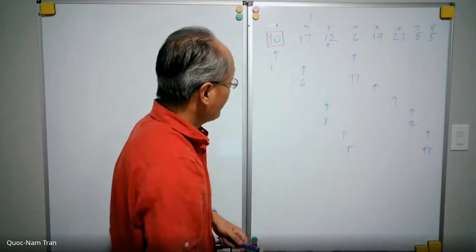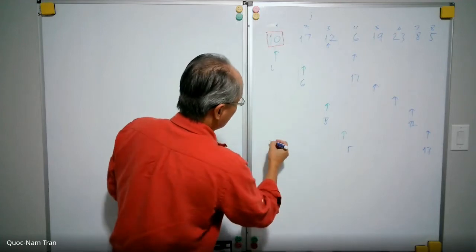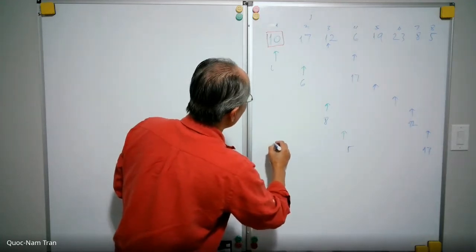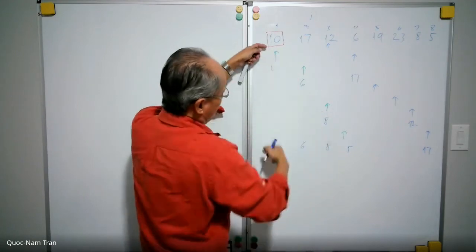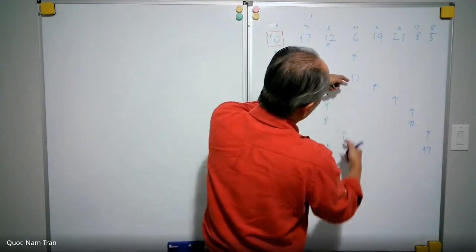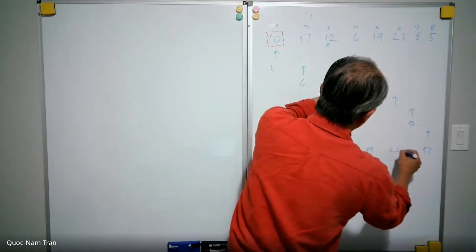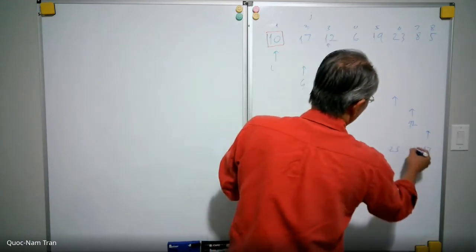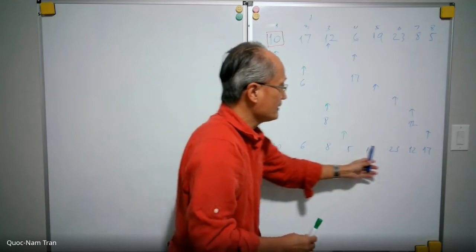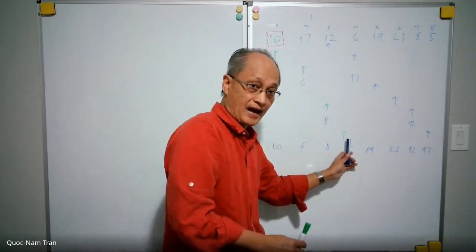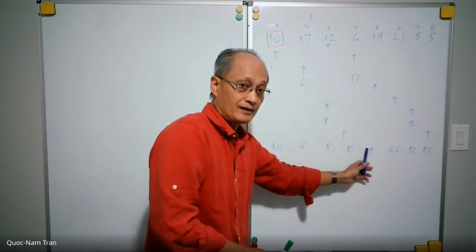All right. And now let me fill out the values that we have so far. So here I have 10, I have 6, I have 8, right? 10, 6, 8, 5, right? And now I have 19, 23, right? And then 12 and 17. So you can see that on the right hand side of the I pointer, all of the values are bigger, right?